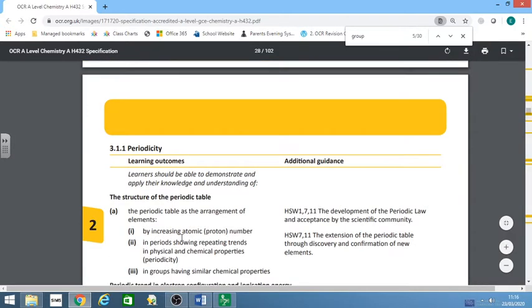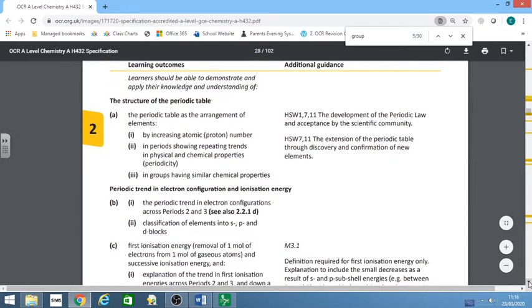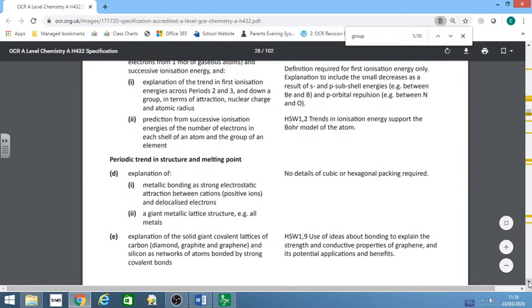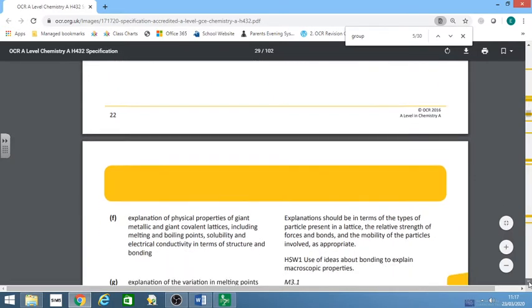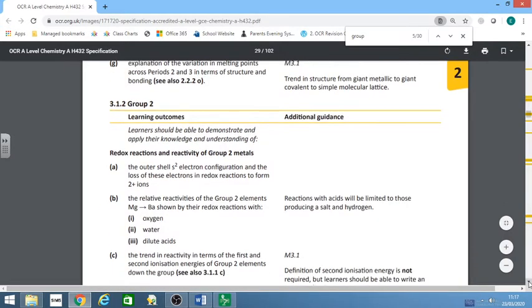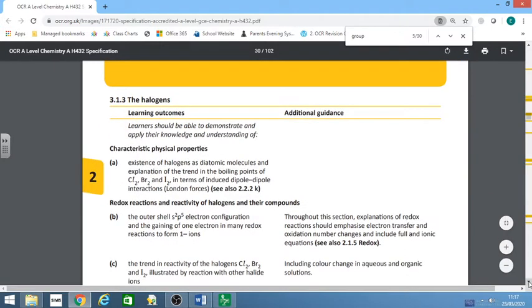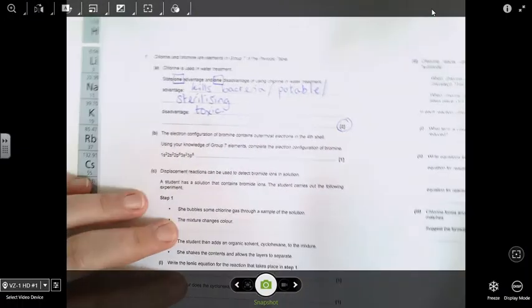Just going to go through some of the work on periodicity that we've covered in Year 12. So we're going to look at trends and patterns as you go across the periodic table, looking at ionisation energies and successive ionisation energies, looking at melting point and linking that to the structure and bonding. And then when we've done that, on to group 2, and then after group 2 onto the halogens in group 7. So we're going to start off today by going through our questions that we printed off last time.